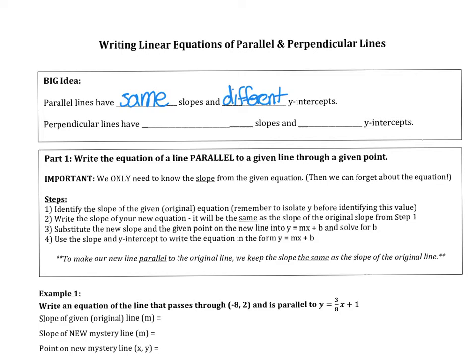Perpendicular lines have slopes that have opposite signs, so one is positive and one is negative, and they're reciprocals of each other. They can have the same or different y-intercepts. In the past, we've been asked to write a parallel or perpendicular line to a given line, but have not specified any point to go through. Now, we will have to do that extra step.